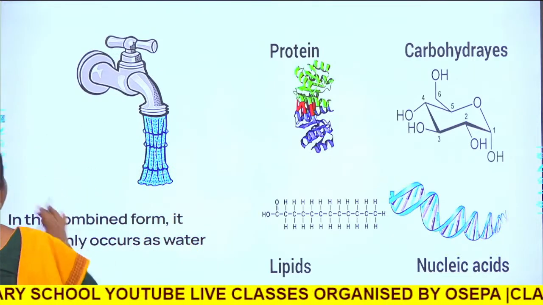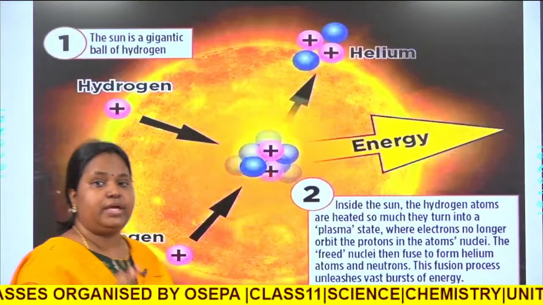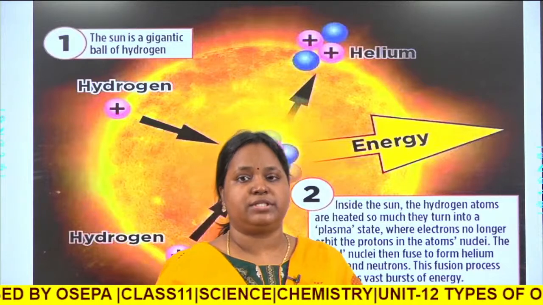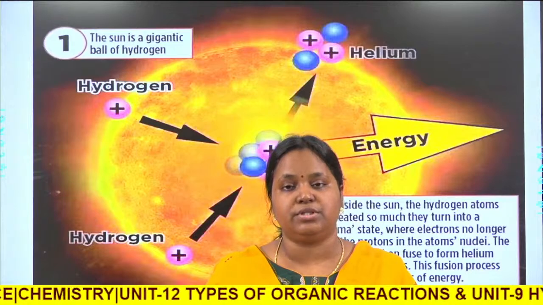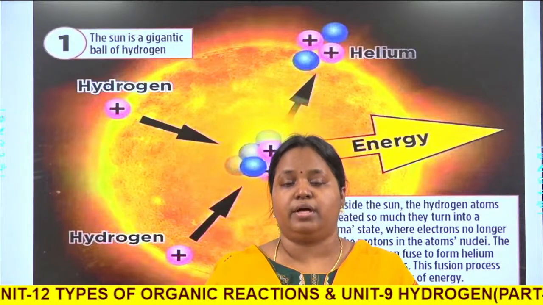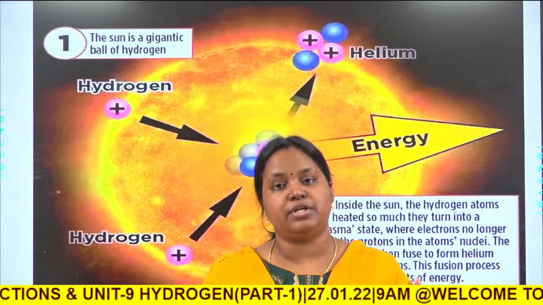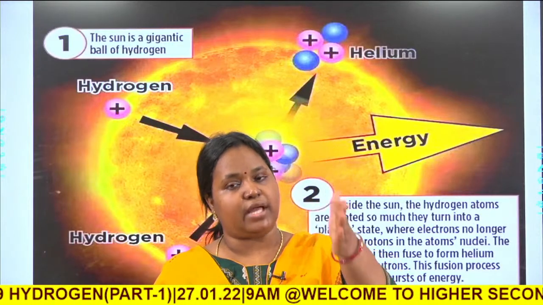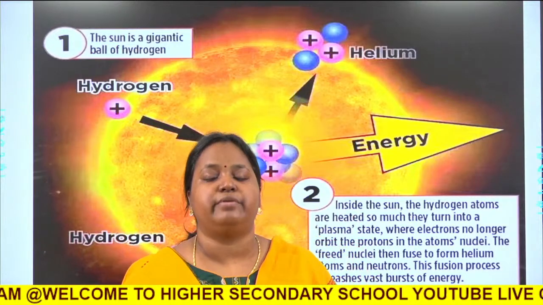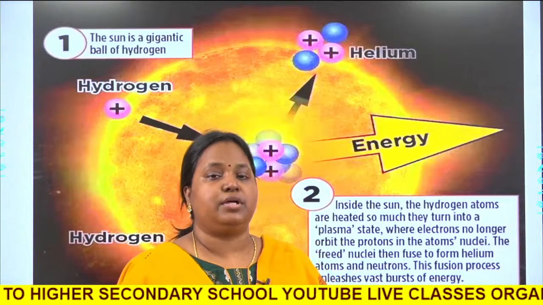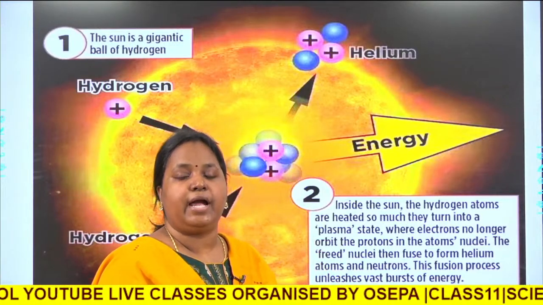Similarly in our solar system, whether it is the sun or most of the stars, half of the mass of most of the stars is usually due to hydrogen. The energy which we are getting from the sun is actually due to fusion reactions. In fusion reaction, the hydrogen combines to give you helium, in which a large amount of energy gets released. So the basic of the entire universe is hydrogen.